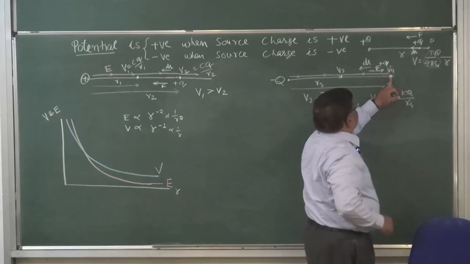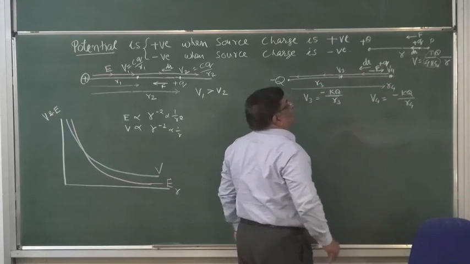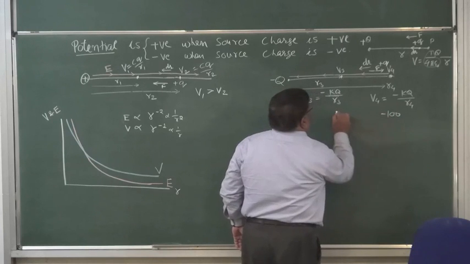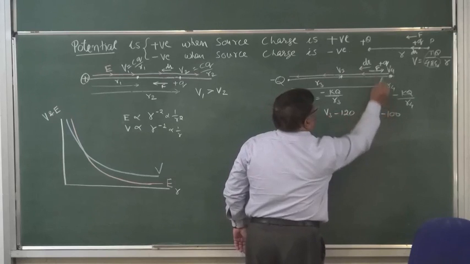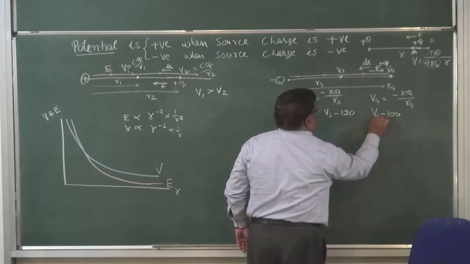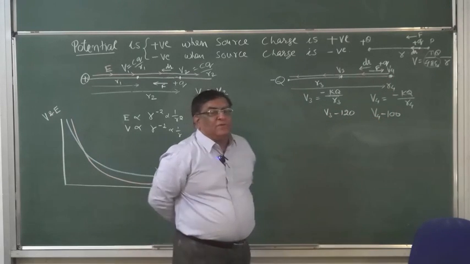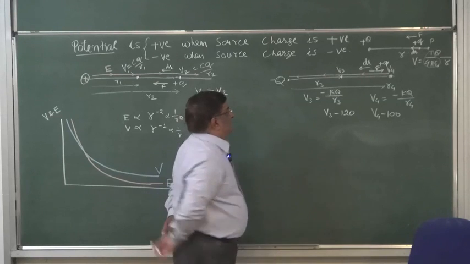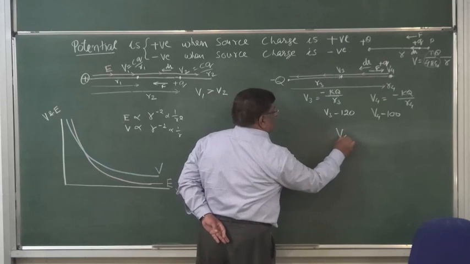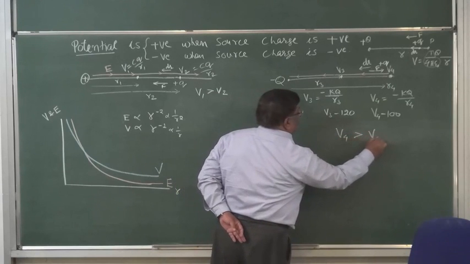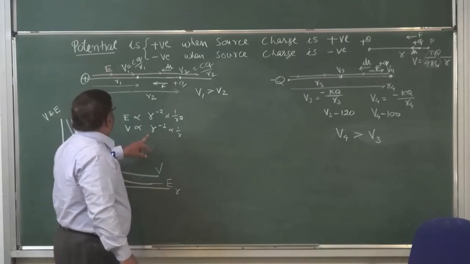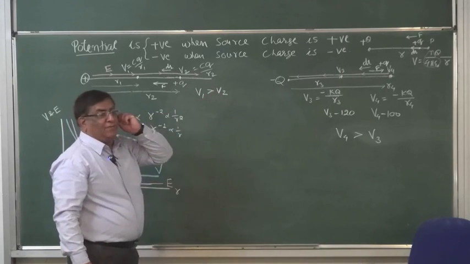And here the work done is 100, here it is 120. But what is the sign? Which is the larger voltage? Very good. So, we have a result, V4 is larger than V3. Here, V1 is larger than V2.